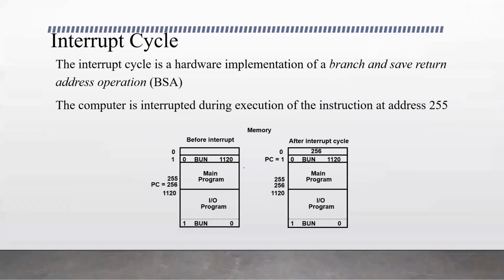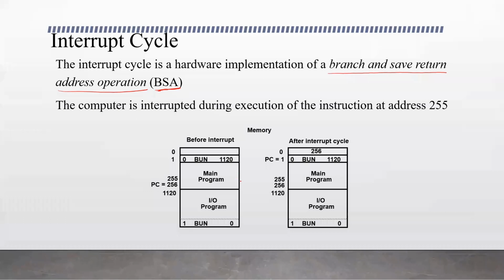If we see this here to explain that, the memory before the interrupt is given and after the interrupt cycle. Interrupt cycle is a hardware implementation of the branch and save return address operation. We have learned this, BSA. It branches to the given address to execute those instructions, a function or a procedure, and after executing, it returns back to the previous location. So this instruction allows us to save the return address. That is why it is implemented using this BSA instruction.